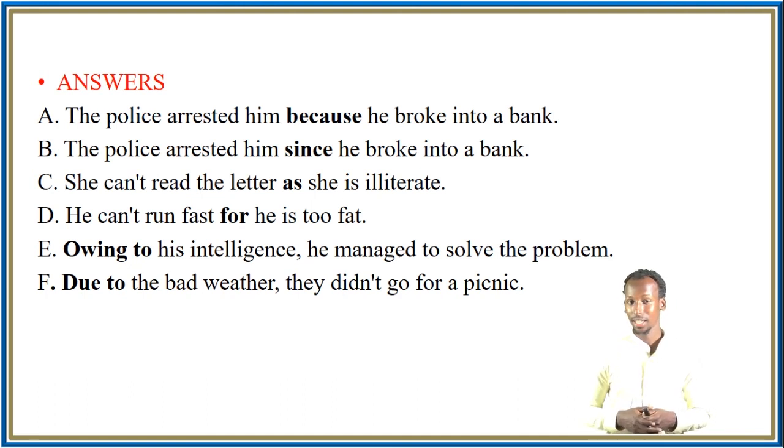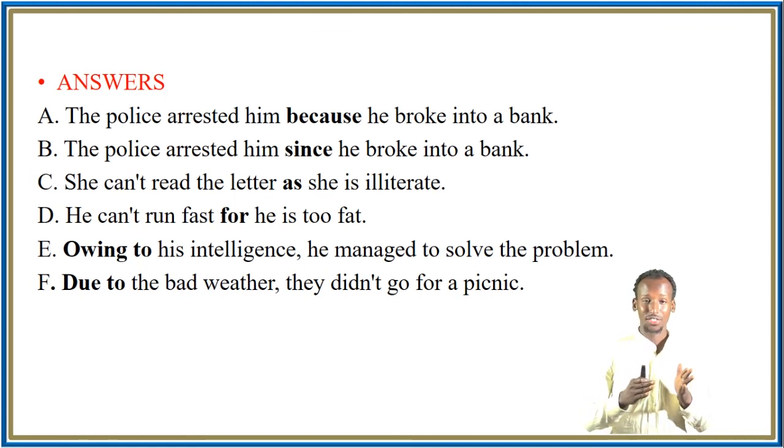She can't read a letter as she is illiterate. He can't run fast for he is too fat. Owing to his intelligence, he managed to solve the problem. Due to the bad weather, they didn't go for a picnic. You see, all these sentences show cause and effect.